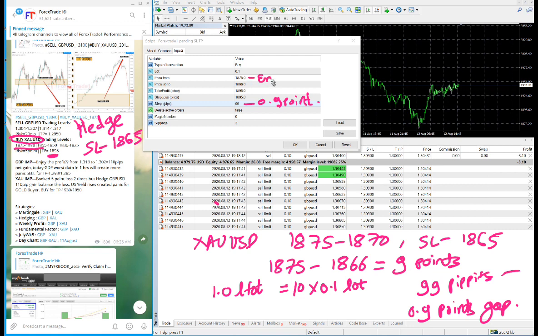Verify the entry, exit, SL, TP, everything. 0.1 lot size into 10 trades, which equals to 1 lot total. Complete detail.